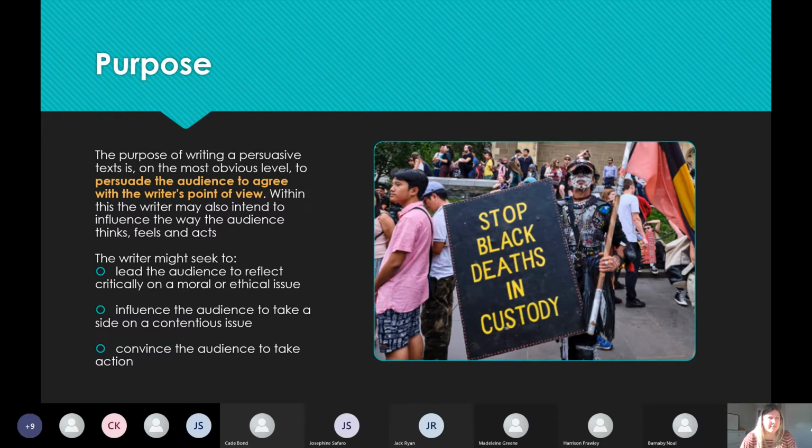Firstly, purpose. So the purpose of writing a persuasive text is on the most obvious level to persuade the audience to agree with the writer's point of view. Within this, the writer may also intend to influence the way the audience thinks, feels, and acts. Okay, so there's lots of things that you can choose in terms of your purpose.